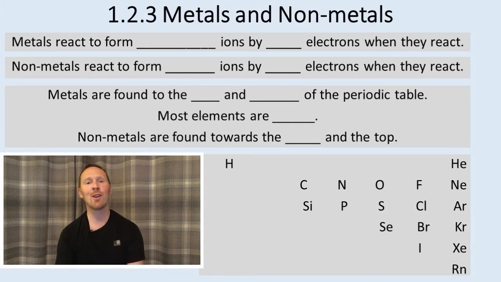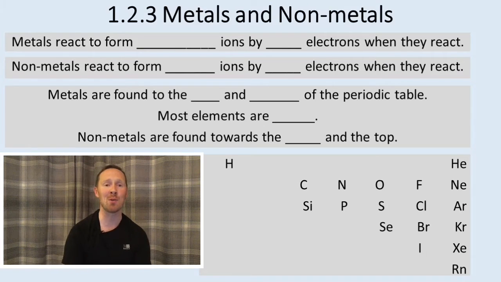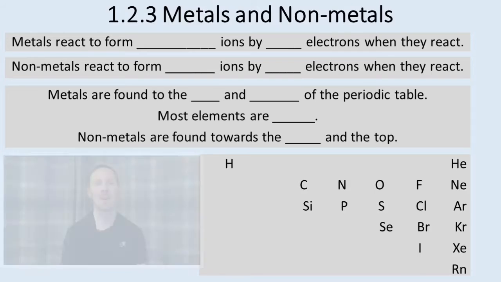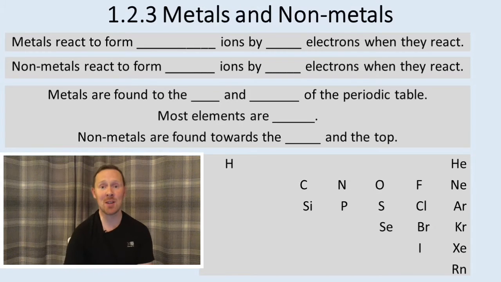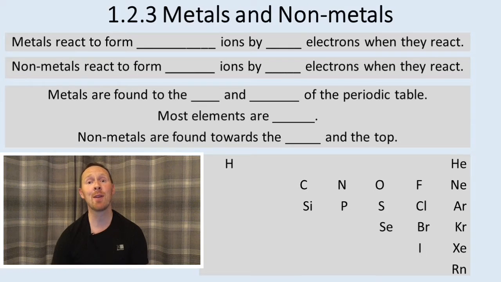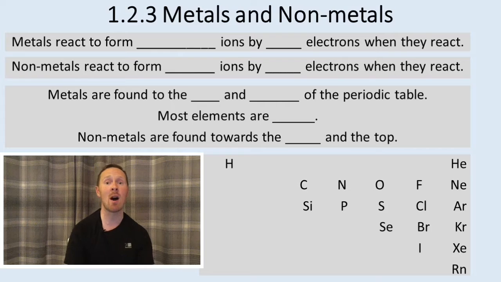So if you have a look on the little list there, you've got helium, carbon, nitrogen, oxygen, fluorine, neon, silicon, phosphorus, sulfur, chlorine, argon, selenium, bromine, krypton, iodine, xenon and radon. Those are non-metals. So if you want to find the non-metals, you need to look at the top right-hand corner of the periodic table. And what you'll notice from the list is there aren't as many non-metals as there are metals.